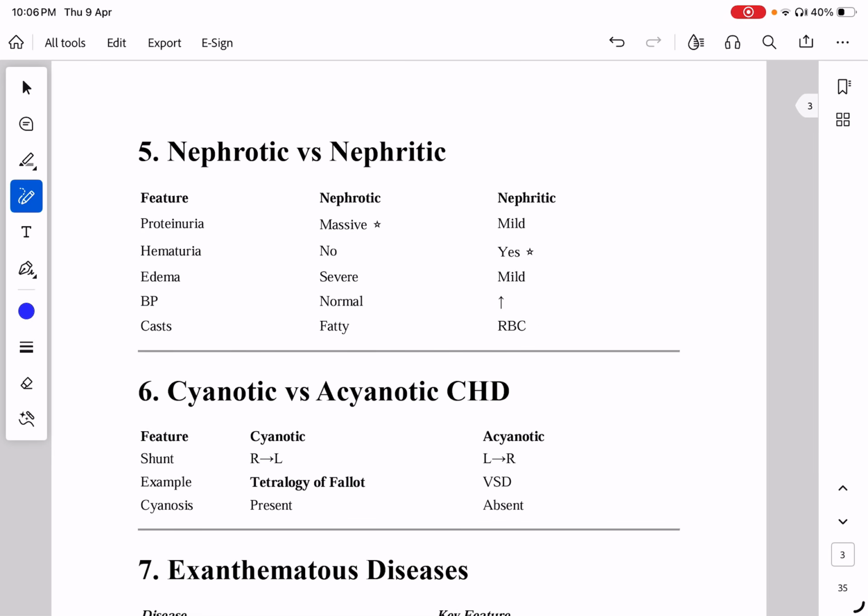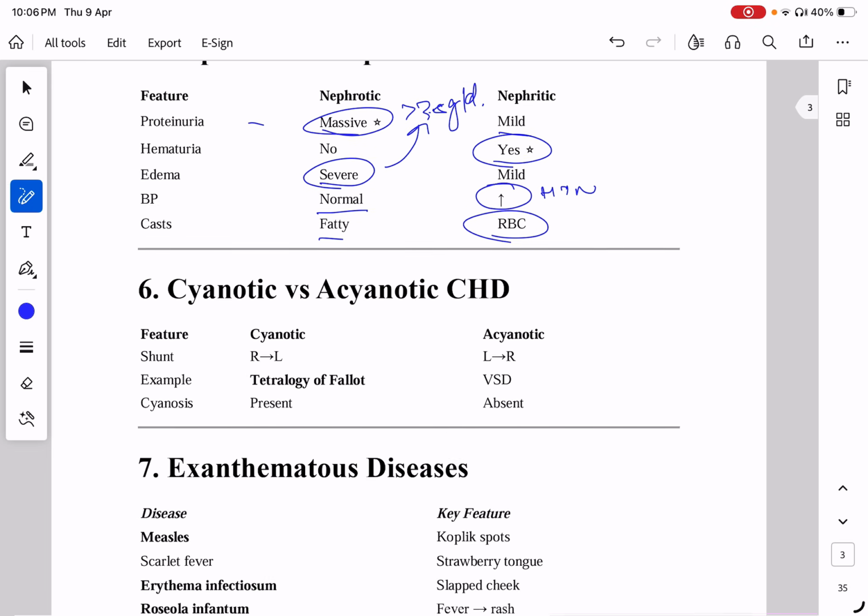Now nephrotic versus nephritic, we have seen yesterday also. So proteinuria is massive, more than 3.5 gram per day in nephrotic, while it's mild in nephritic. Hematuria is present in nephritic. Edema is severe in nephrotic because of severe proteinuria. BP is normal in nephrotic, while hypertension is seen in nephritic syndrome. And fatty cast in nephrotic, while RBC cast in nephritic.